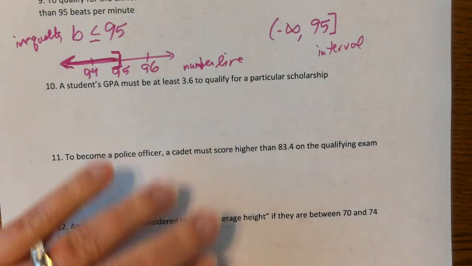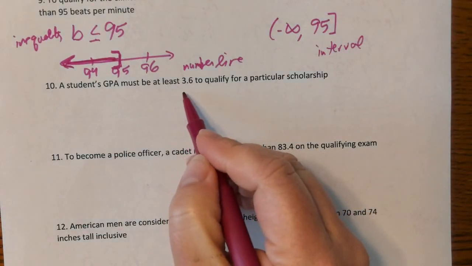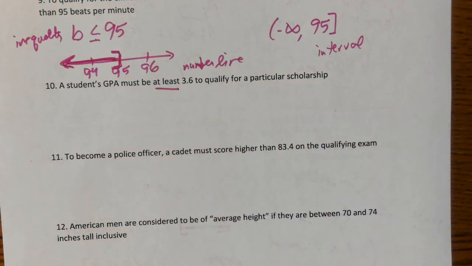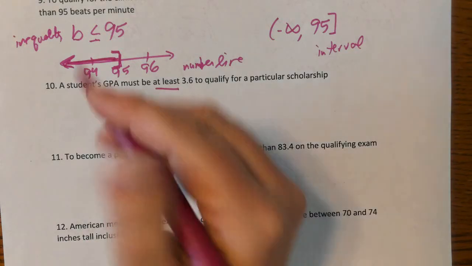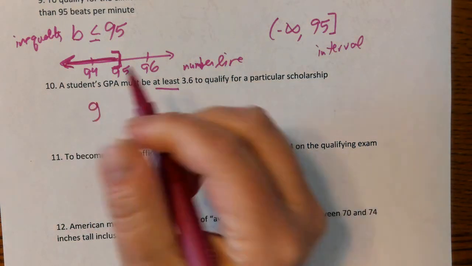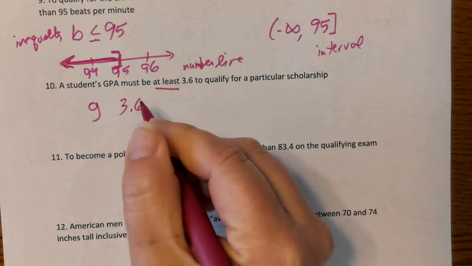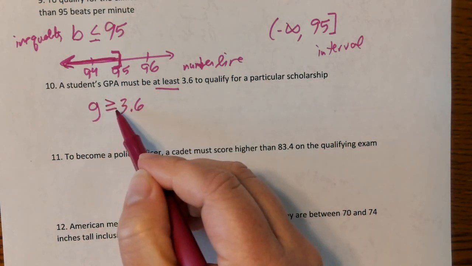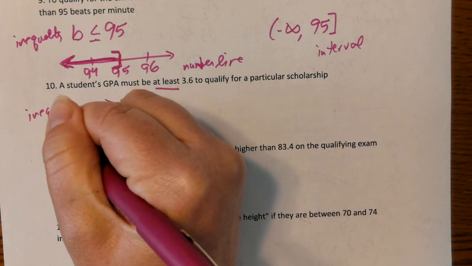Number 10, a student's GPA must be at least 3.6 to qualify for a particular scholarship. Okay, so if your GPA has to be at least 3.6, that means it could be higher. If you had a 3.7 or 3.8, that would be fine. It just has to be at least 3.6. So I'm going to put G for GPA. And here's my 3.6, and I want the GPA to be at least 3.6. That means 3.6 or higher. This is the inequality.